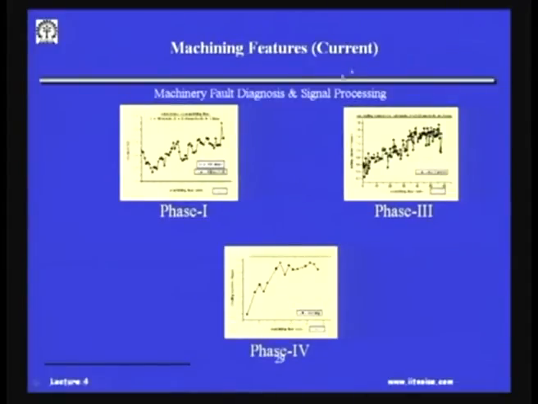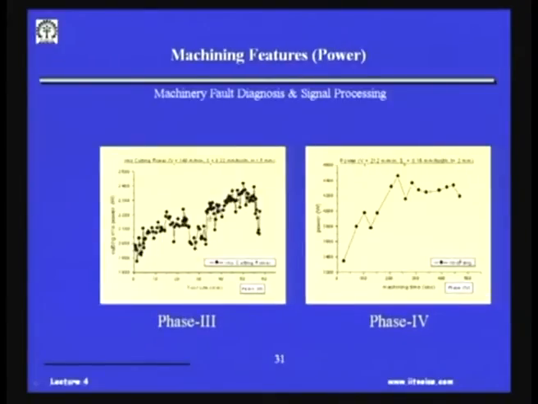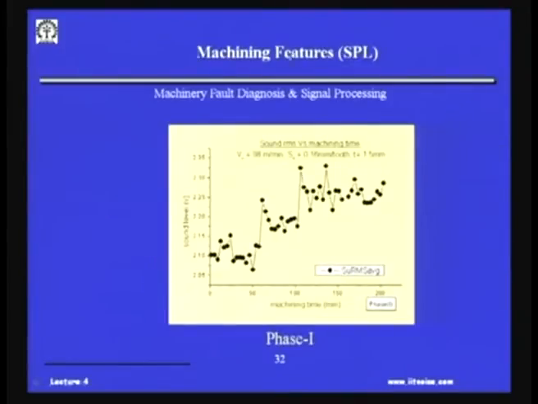And this is for the current, again machining time, and for different phases. This is for the machining features of the voltage. So all these features could be extracted, and it is up to you or us to decide what kind of signal features to extract or use for our data driven fault detection. And this is for the power, and similarly for the sound pressure level.